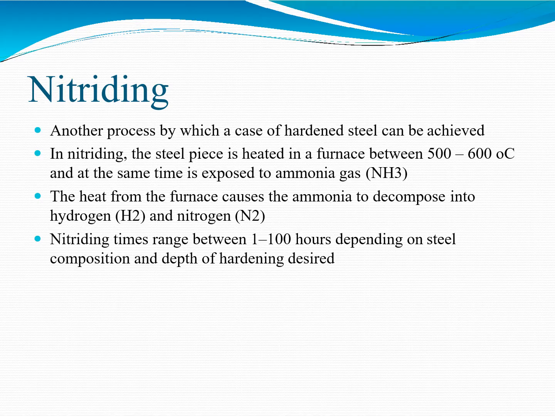Nitriding is also a method of hardening steel. In nitriding, the steel piece is heated in a furnace between 500 to 600 degrees Celsius and at the same time is exposed to ammonia gas, NH3. The heat from the furnace causes the ammonia to decompose into hydrogen and nitrogen.